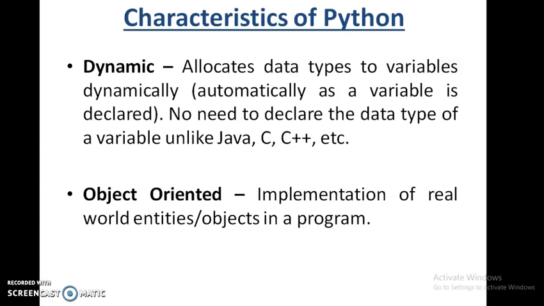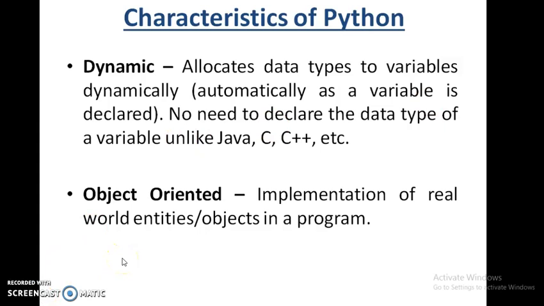Now, let us see the next characteristic of Python, that is dynamic. It allocates data types to variables dynamically. Now, what does dynamically mean? It allocates the data type to a variable automatically as a variable is declared. No need to declare the data type of a variable, unlike Java, C, C++, etc. Now again let us understand what the automatic declaration of a variable means.